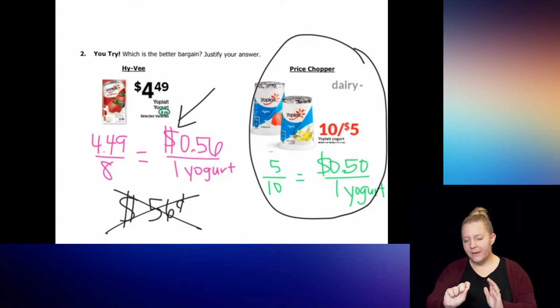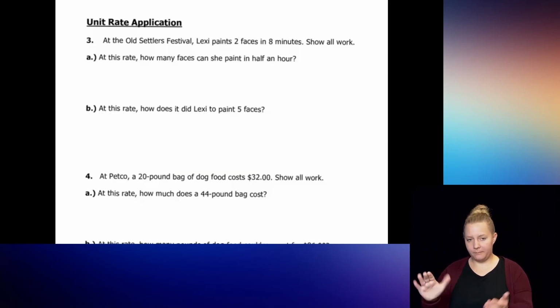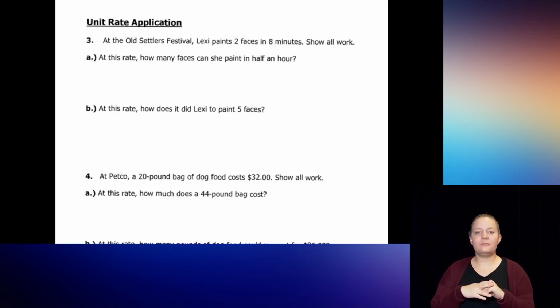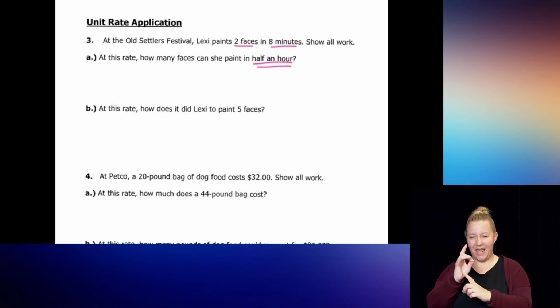All right, let's go ahead and turn our notes over. And word problems. All right, let's take a look at the Old Settlers Festival. Lexi paints 2 faces in 8 minutes. So we're going to show all the work. So at this rate, how many faces can she paint in half of an hour? So I know that because this is 2 faces in 8 minutes, this also needs to be labeled in minutes. So not only just in minutes, but half of an hour I know is 30 minutes.